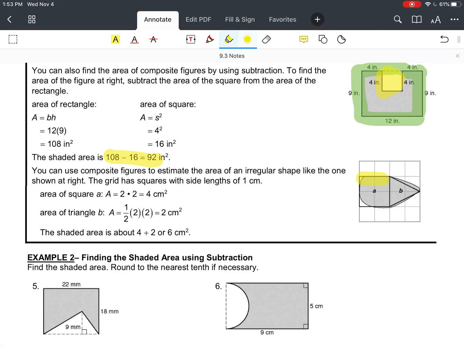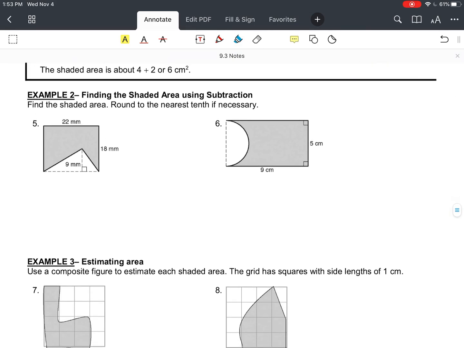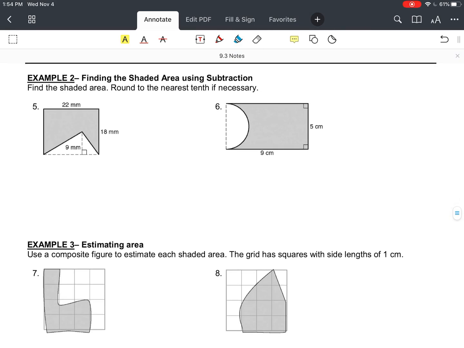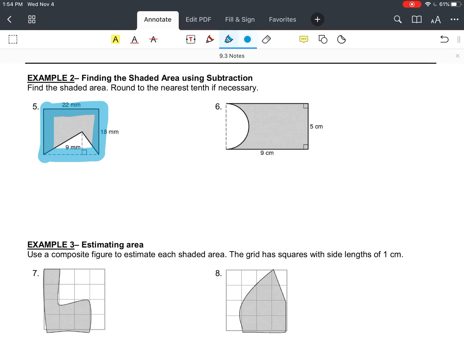If you have irregular shapes that are on a coordinate grid, you can also break it up and make it look like shapes that you do know. So roughly A looks like a square here, and B looks like a triangle. And we can find the area of both of those because the square is 2 by 2, so 2 times 2 is 4. The base of the triangle is 2 as well as the height. 2 times 2 divided by 2 would be 2. So even though it's irregular, hopefully you can break it up and see some shapes that you know.